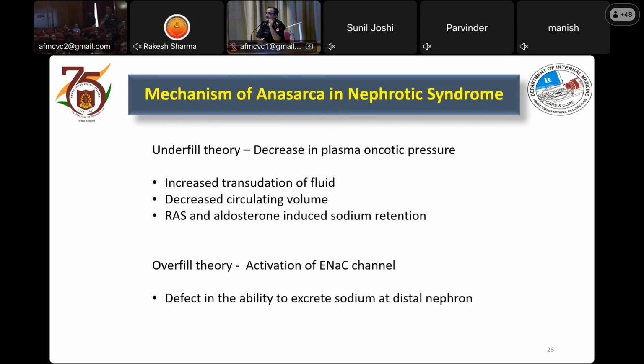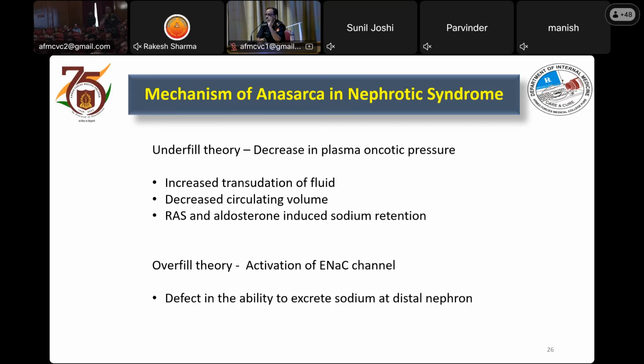And mainly there is a decrease in plasma volume, so there is movement of fluid from intravascular to extravascular. This is known as the underfill theory. Sir, this then activates the RAS pathway, because the volume is low, the renin-angiotensin-aldosterone system gets activated, which in turn leads to sodium retention, thereby increasing the volume.